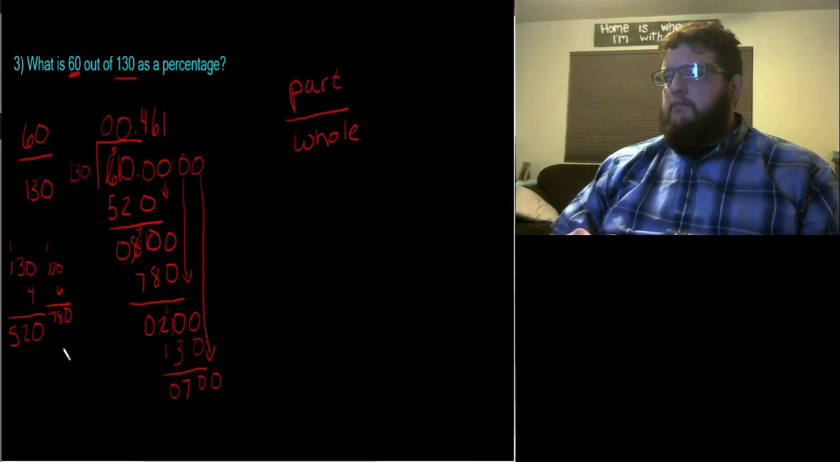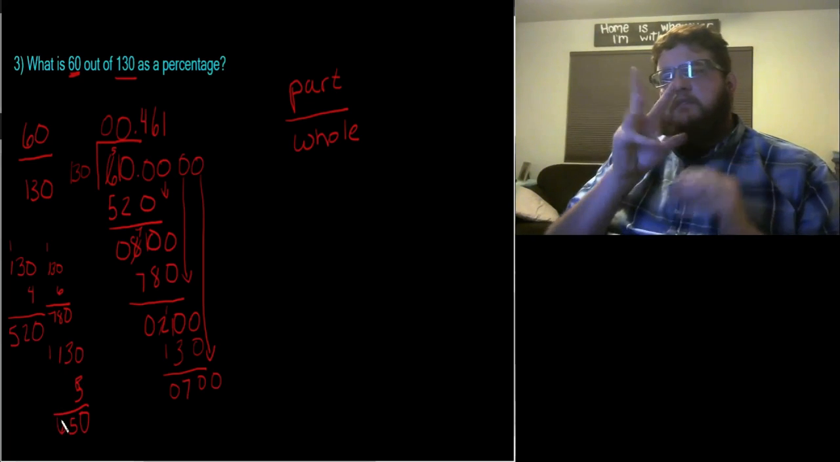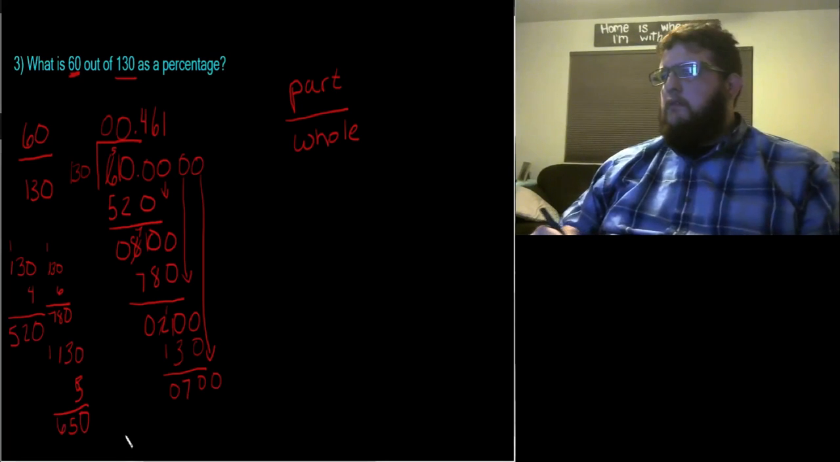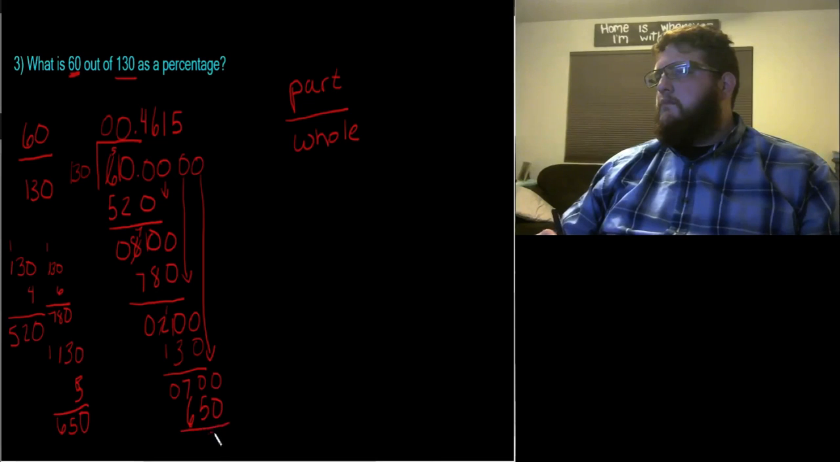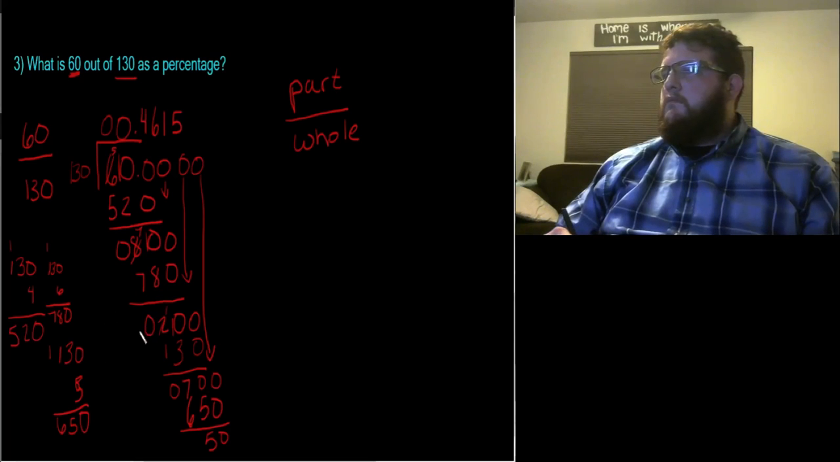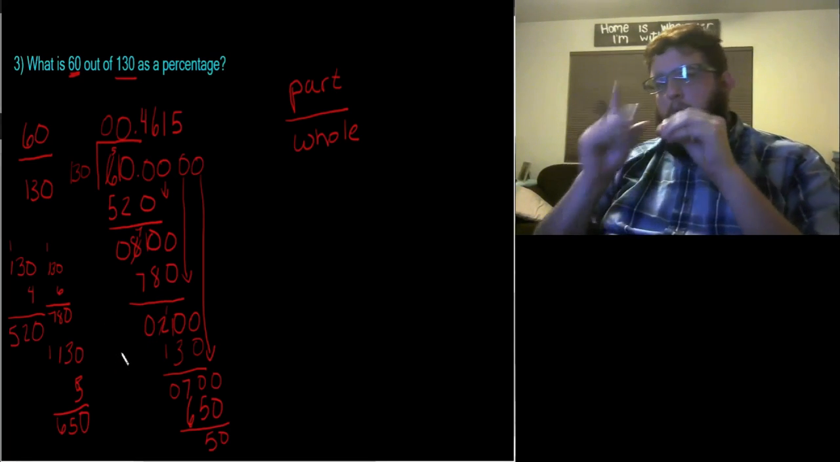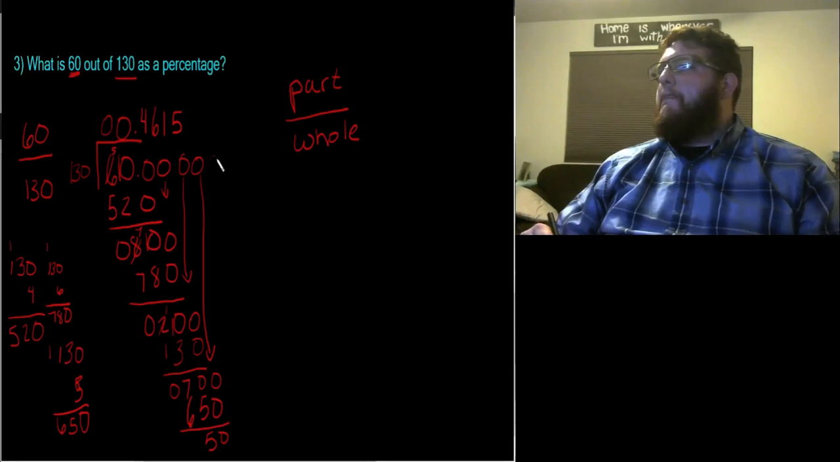I believe that 130 can go into 700 approximately 5 times. Let's multiply and see how close I am. 650 is pretty close to 700. So we'll write 5 up there and 650 down at the bottom. We'll subtract the 2. We'll be left with 50. So we'll add another 0. We'll bring it down. Let's do one more.